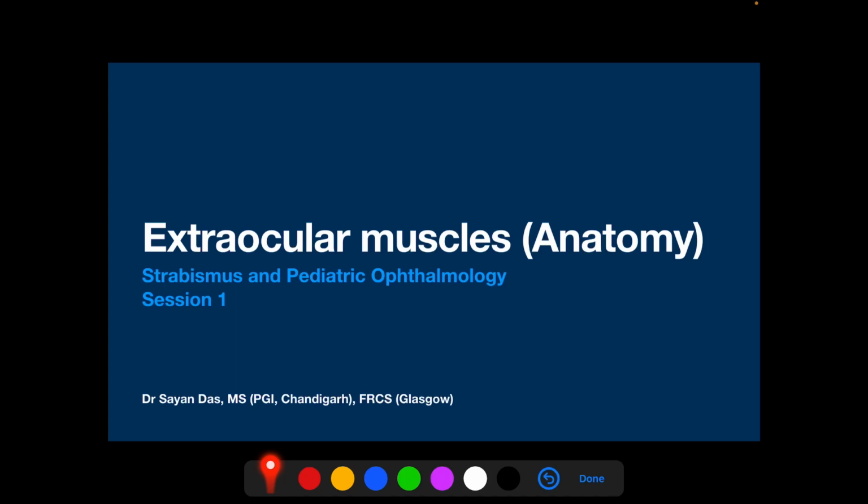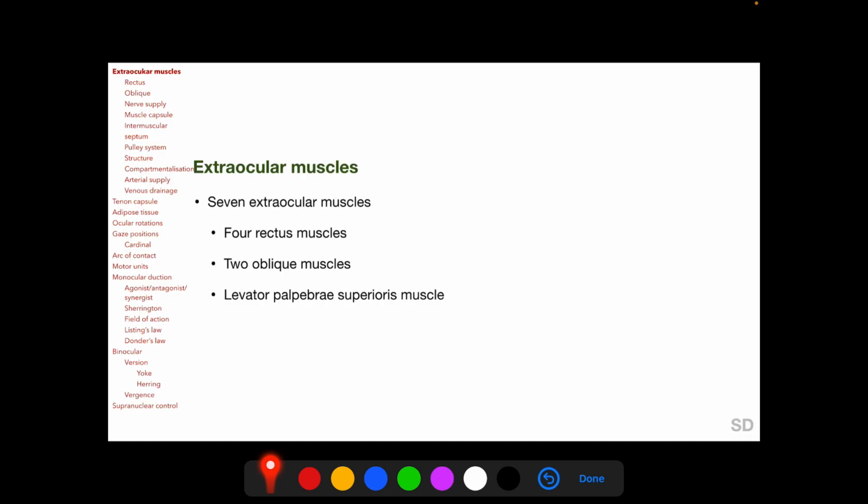Welcome. In this session, we will be discussing the anatomy of extraocular muscles and their associated structures, and in the next session, we will be discussing the function of extraocular muscles. So, we will be discussing the anatomy of ocular movements in this session, and we will discuss the physiology of ocular movements in the next session.